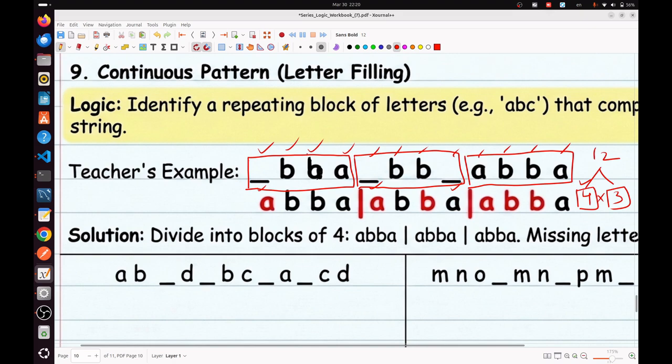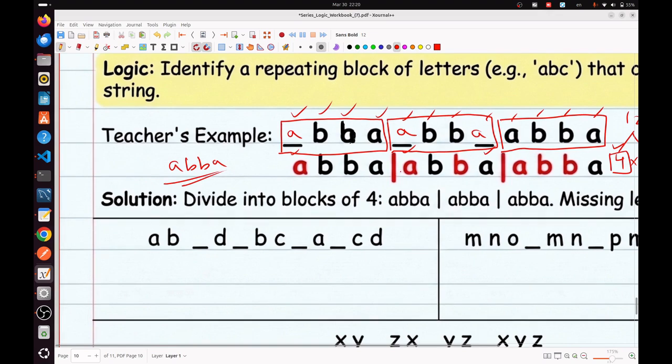Now, why are we splitting? Because we can identify the pattern easily. Suppose you put A here, then A B B A. Again here also, if you put A B B A, we will get A B B A. Here already it is A B B A. So the pattern here will be A B B A. Like this we can easily identify the pattern. That's why we are going to split like this. I will show you with question number 1. Let's move on to question number 1.